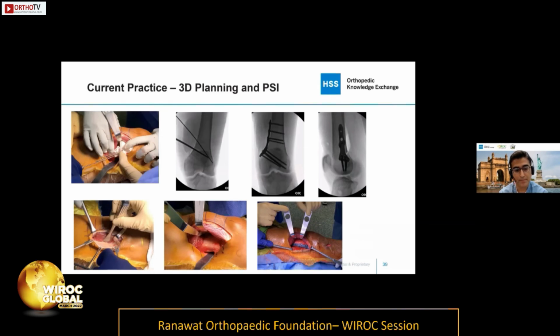Picture showing me doing a medial closing wedge distal femoral osteotomy with, again, my exposure at the bottom, the PSI guide going in, the sort of images I get with the hinge wire protecting me, and then the final product with the plate put in.